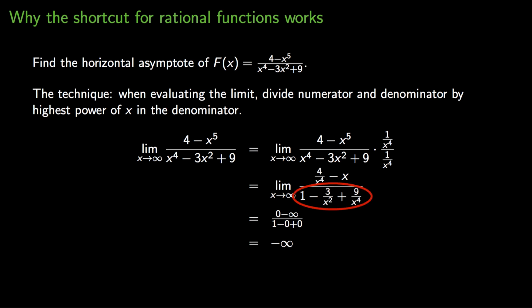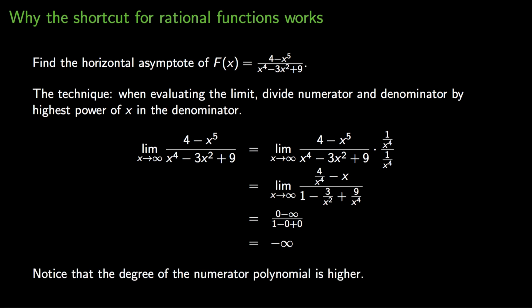But the denominator, similar to the previous examples, will actually approach positive 1, 1 minus 0 plus 0. And so overall, this limit is going to be minus infinity, which really doesn't exist, right? And so we knew already that the degree of the numerator was higher, and so we knew there wasn't going to be a horizontal asymptote. And in fact, that's what this limit is telling us, that there will not be a horizontal asymptote because this limit does not exist.